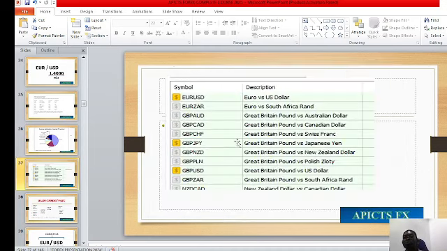Okay, so you have those currencies written like this: EURUSD, USD, EURZAR, ZAR. That's the South African rand. I don't know how they came across Z though.